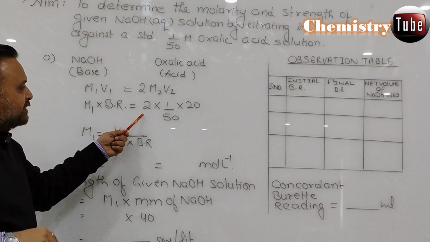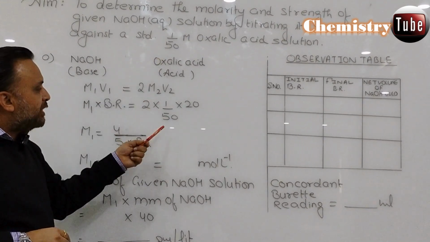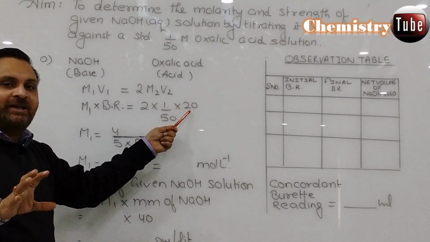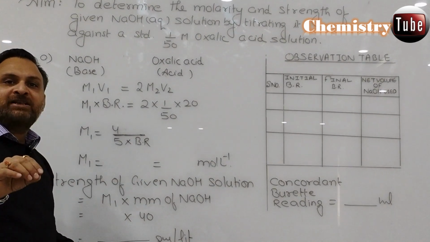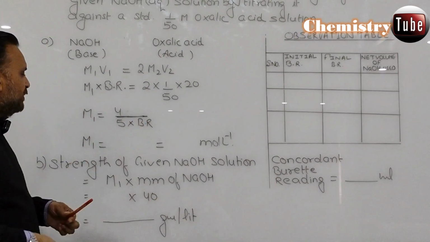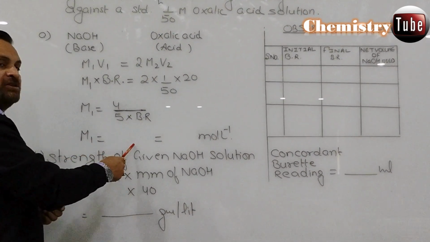So the formula becomes M1V1 is equal to the readings that we are going to take through our burette. Now 2 is, we know, the factor. 1/50 is the molarity of the oxalic acid solution which is given in our question, and V2 will be 20 ml, the volume of oxalic acid which we will use. M1 comes out to be 4/5 into the burette reading. Once we fill in this burette reading in this formula, we will get the molarity of the NaOH solution.